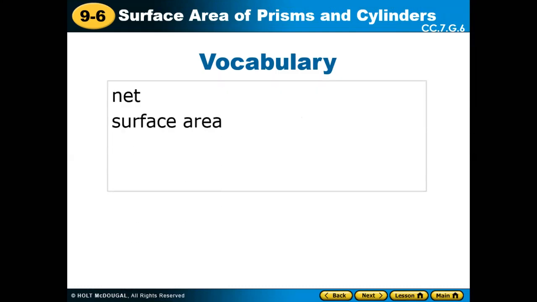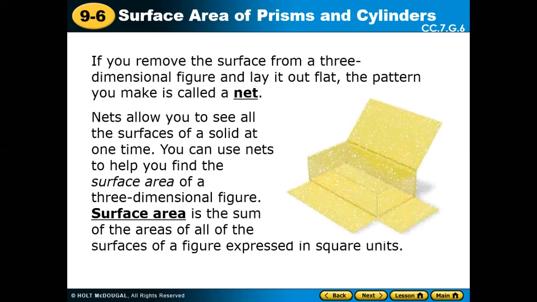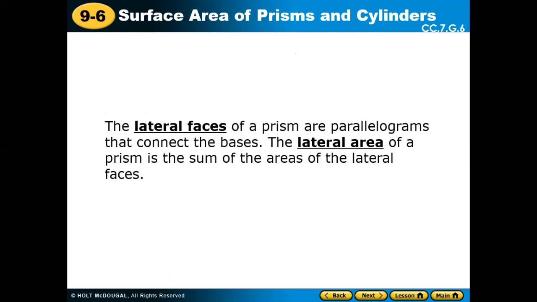Net, surface area, lateral face, lateral area. If you remove the surface from a three-dimensional figure and lay it out flat, the pattern you make is called a net. Nets allow you to see all the surfaces of a solid at one time. You can use nets to help you find the surface area of a three-dimensional figure. Surface area is the sum of the areas of all of the faces or all of the surfaces of a figure, expressed in square units.